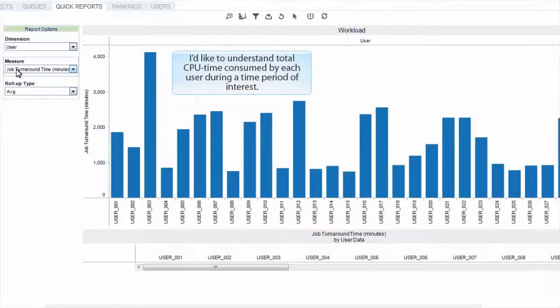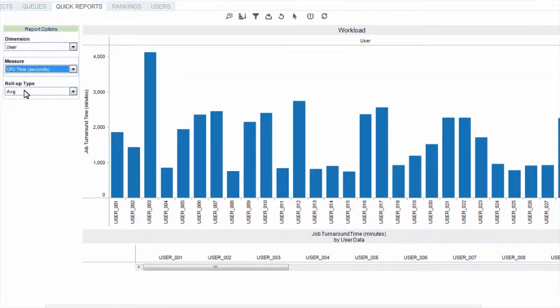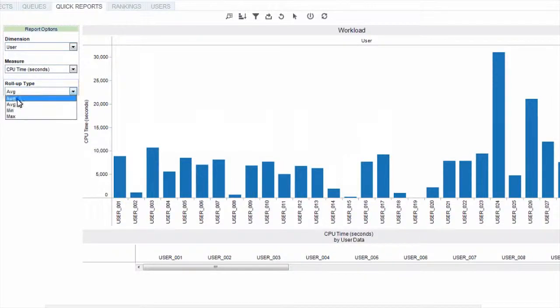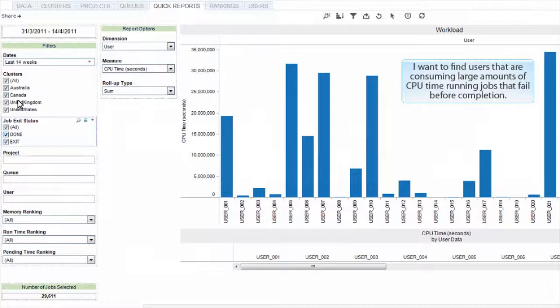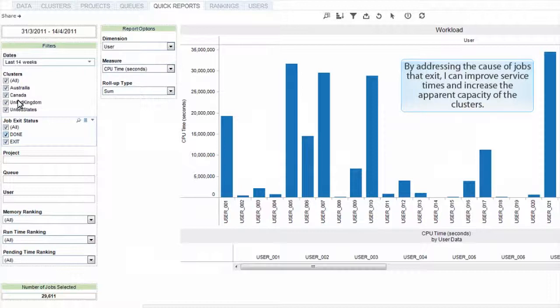Now I'd like to understand total CPU time consumed by each user during a time period of interest. What would be really interesting to understand is what users are consuming large amounts of CPU time running jobs that fail before completion. By addressing the underlying cause, I can improve service times and increase the apparent capacity of the clusters, and possibly avoid or defer new equipment purchases.